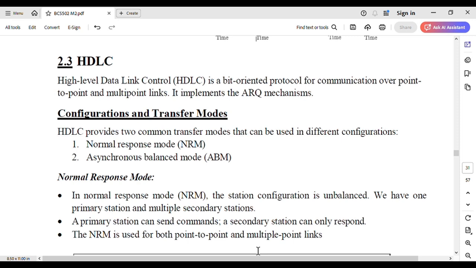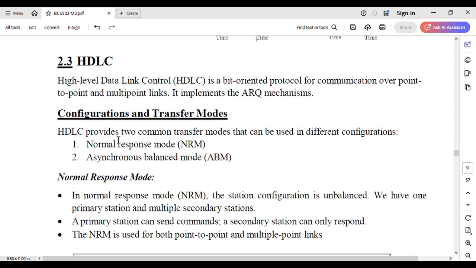Hi friends, in this video I will explain the definition of HDLC and types of transfer modes for 5 marks. HDLC means High-level Data Link Control. It is a bit-oriented protocol for communication over point-to-point and multi-point links. It implements the automatic repeat request mechanism.